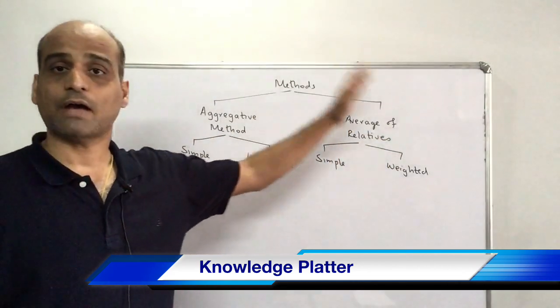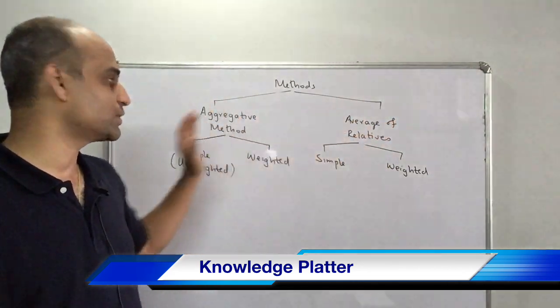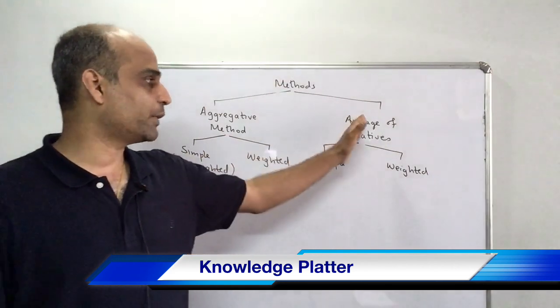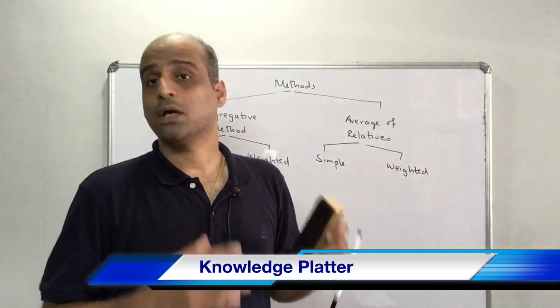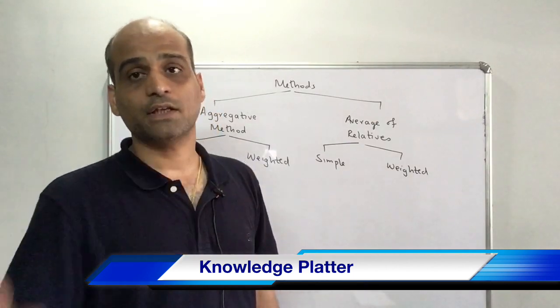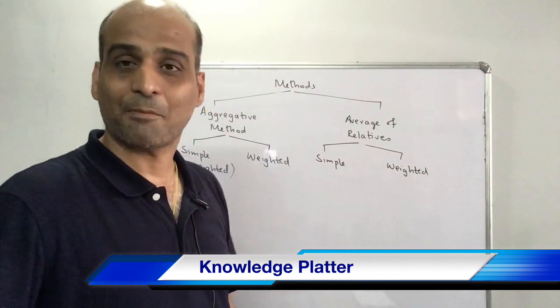So this is a broad classification of the methods to construct index numbers. So aggregative, average of relatives, and then two sections, simple and weighted. Likewise here you have simple and weighted. Now we'll continue the further analysis of these methods in detail in the upcoming video.